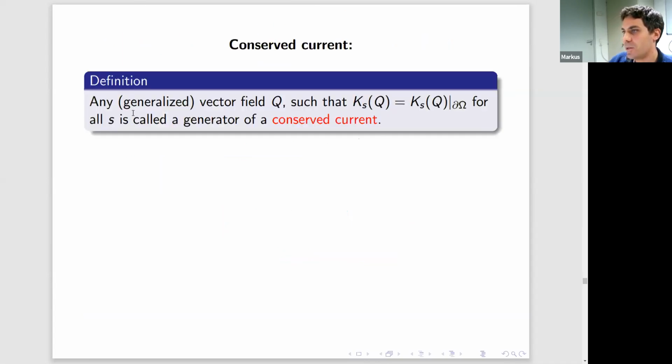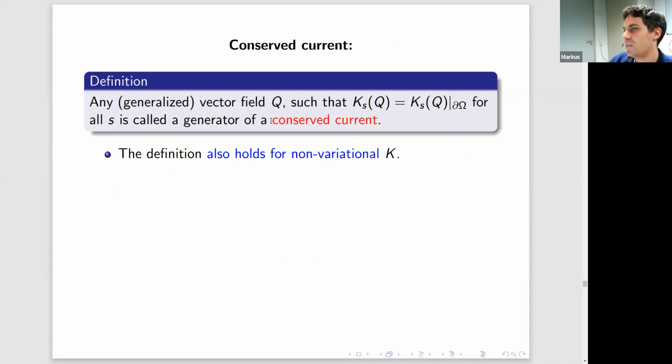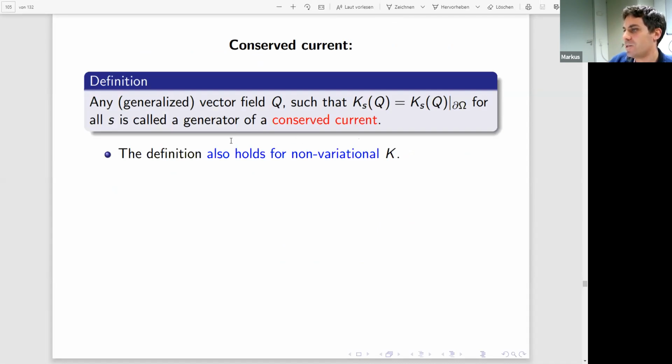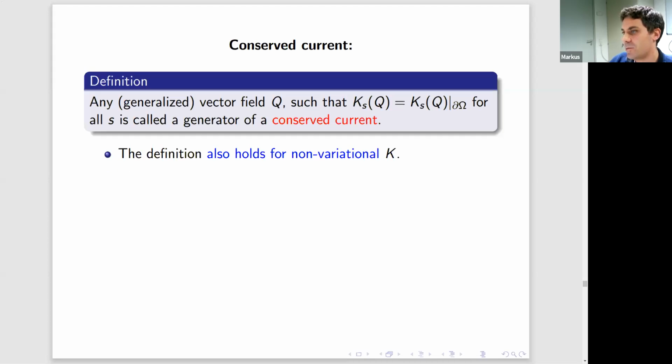Here is the same definition again. This definition also makes sense; it's not a trivial definition. The definition also holds for the non-variational case, and this can be quite general Qs. They do not have to look like the characteristic in Noether's theorem.